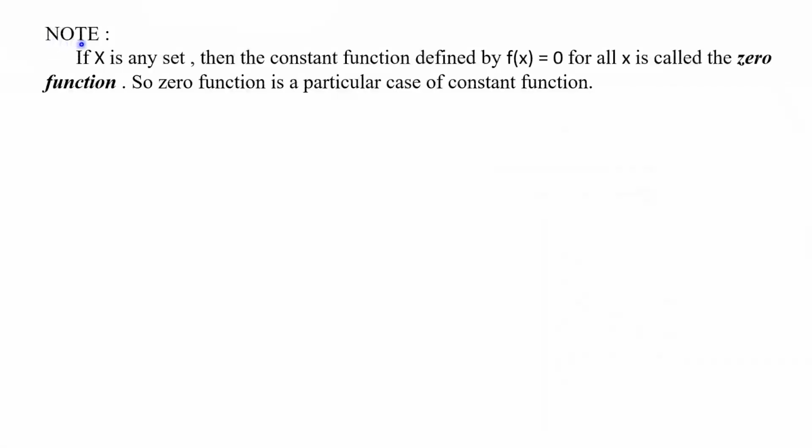Next we are going to see one note. If X is any set, then the constant function defined by f of x equal to 0 for all x. Before this we saw the constant function as f of x equal to c. Now if 0 is there instead of that c, then the function is called the zero function. So the zero function is a particular case of the constant function. In a constant function, if the constant is 0, then the function is called the zero function.